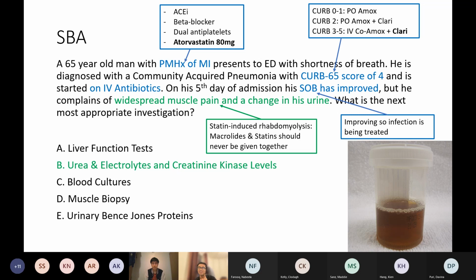And I guess the third learning point from this lecture is they love testing side effects and interactions. You're way more likely to get tested on side effects and interactions than on indications, I would argue. Agreed, 100%. So clinically, what would happen is we'd hold the statin when we start the clarithromycin, and then we start it again afterwards.